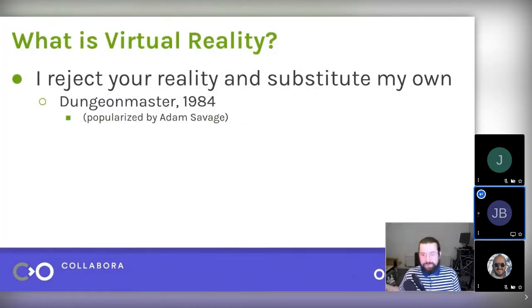And what is virtual reality? I really like this quote. I had to look it up because I first thought it was something that Adam Savage says, but it's actually from a movie called Dungeon Master. And that's Adam Savage's very famous quote, "I reject your reality and substitute my own." And that's basically what virtual reality is. You completely replace the reality around you with something else.